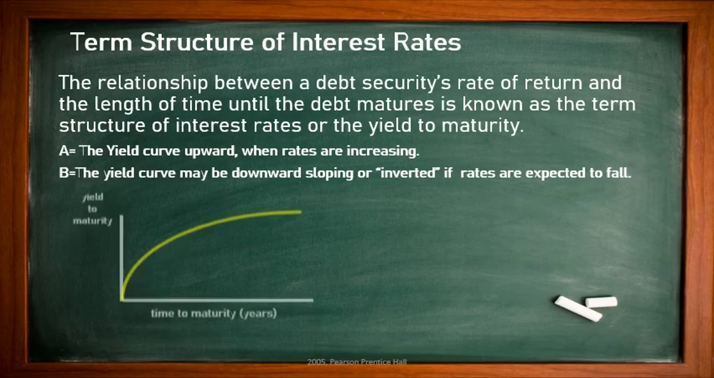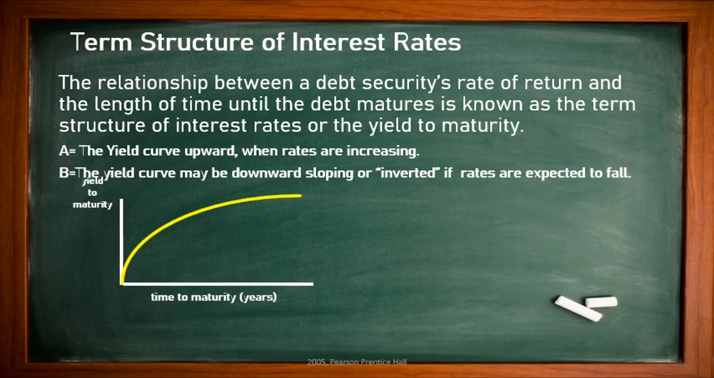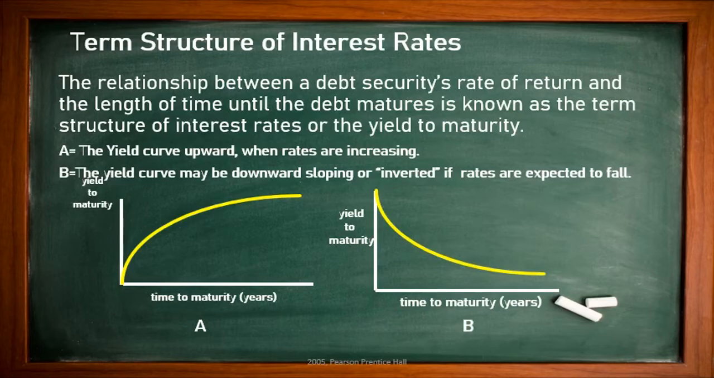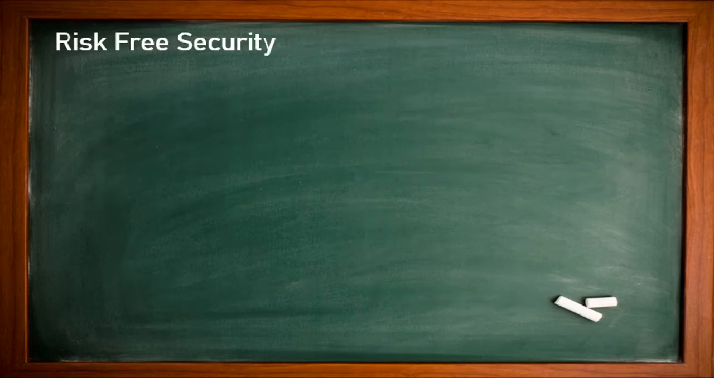Let's go with the graph to understand in a better way. In A, the graph is upward, which means the rates are increasing. So the graph is going upward, and yield to maturity is increasing along with the time to maturity. In the same way, in B, yield to maturity is declining as time to maturity increases. So this is the second term structure. In term structure, both possibilities are there. It depends upon our investment.